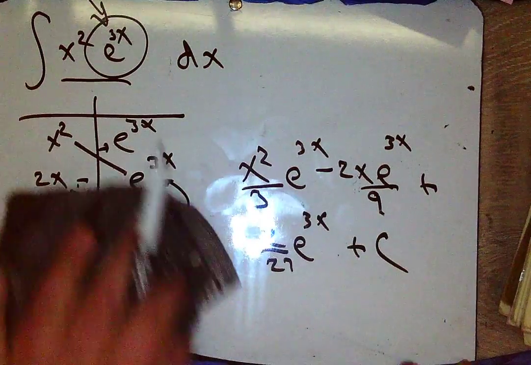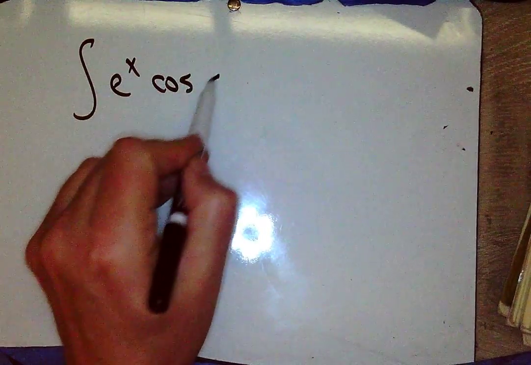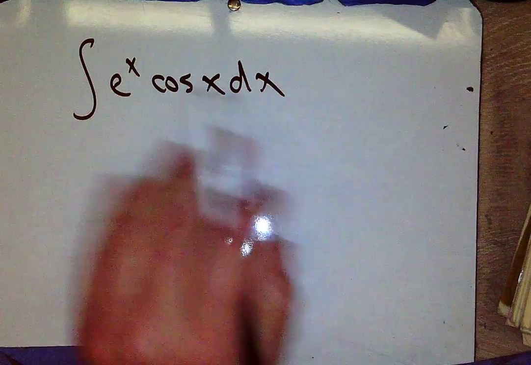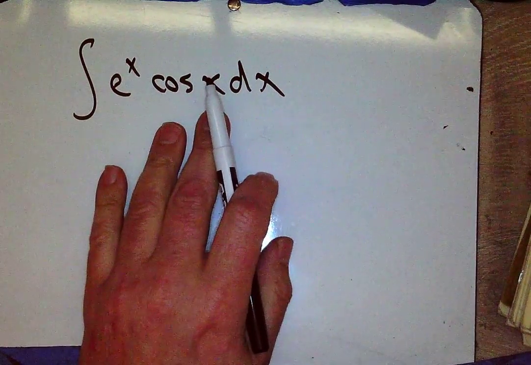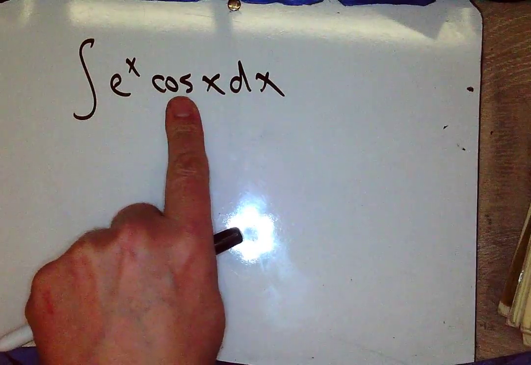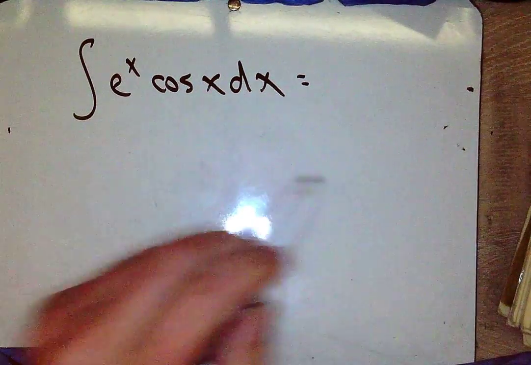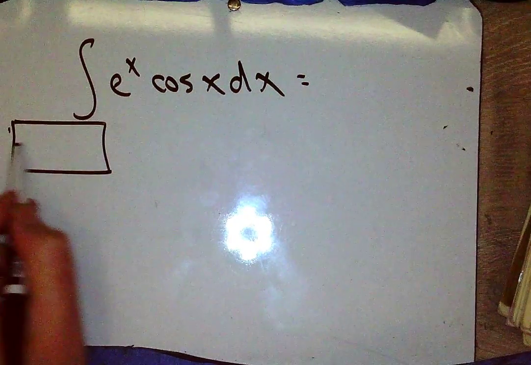All right, number 3. Do you recognize this one? Kind of hope you do. This is the one that spins forever. This goes forever, this goes forever. I want to do by parts. So I'm thinking, well, okay, we'll do this by parts.